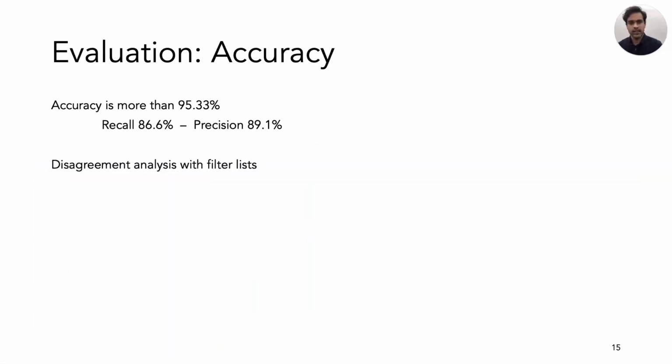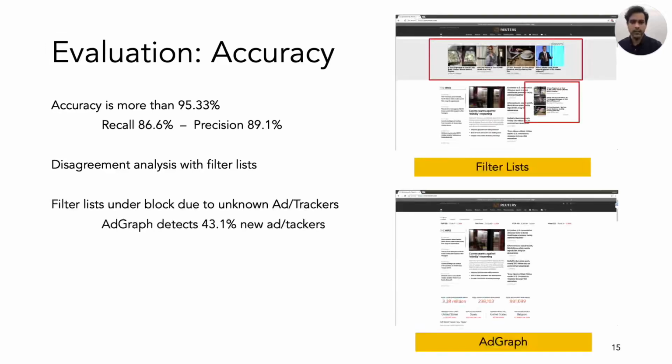However, as discussed earlier, our ground truth is imperfect, so we manually analyze disagreements between our classifier's detection and the filter list to determine who is right. We find that filter lists often underblock content for which they do not know whether they are ads and trackers. It can be seen on the web page on the right that AdGraph detects them since it learns the ad and tracking patterns and does not need to rely on domain names. Overall, we find that AdGraph is right 43% of the time in discovering new ads and trackers.